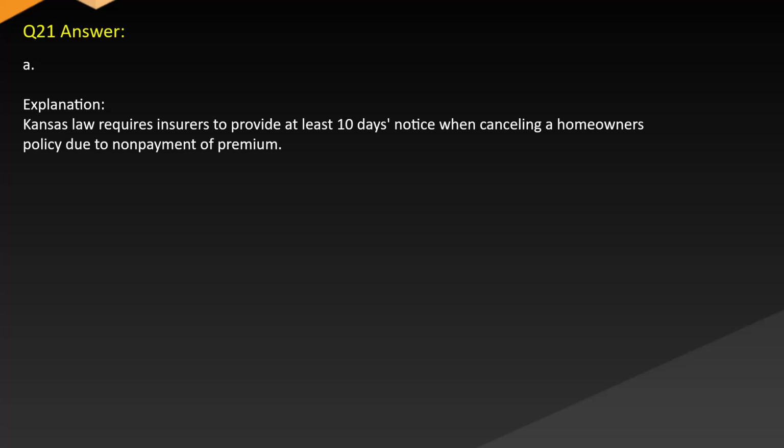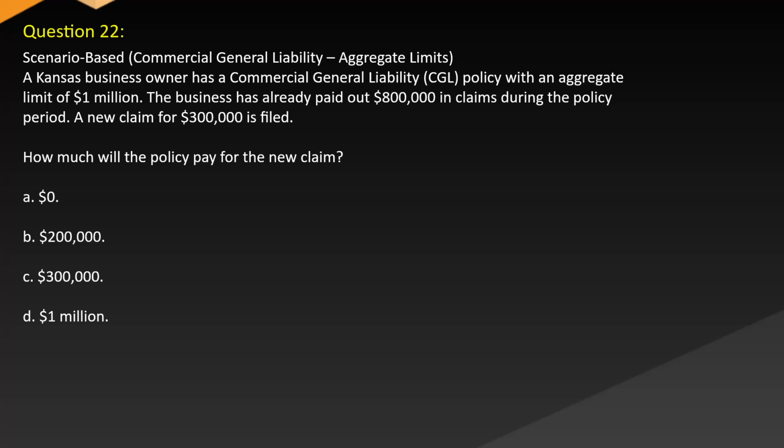to non-payment of premium. Question 22. Scenario-based commercial general liability. Aggregate limits. A Kansas business owner has a commercial general liability (CGL) policy with an aggregate limit of $1 million. The business has already paid out $800,000 in claims during the policy period. A new claim for $300,000 is filed. How much will the policy pay for the new claim? A. $0. B. $200,000. C. $300,000. D. $1 million.